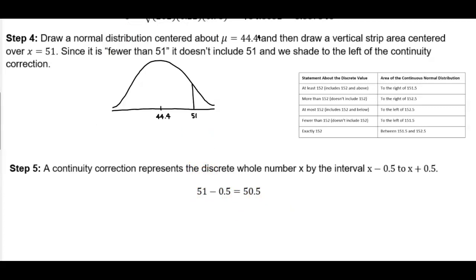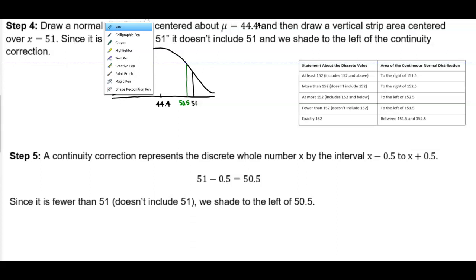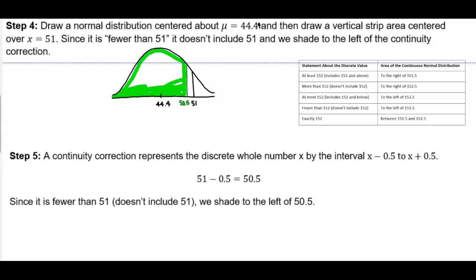So to the left of that is going to be 50.5. And then again, since it is fewer than 51, we're not including 51, we're going to shade to the left of 50.5. So let's go ahead and shade everything that's below that value, and that is the probability that we're looking for, this particular value.